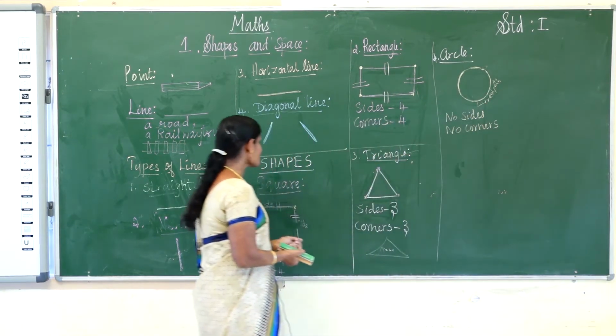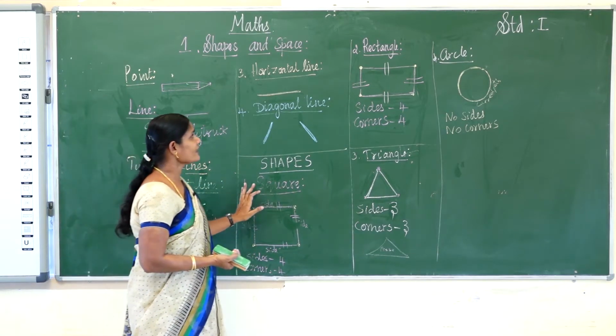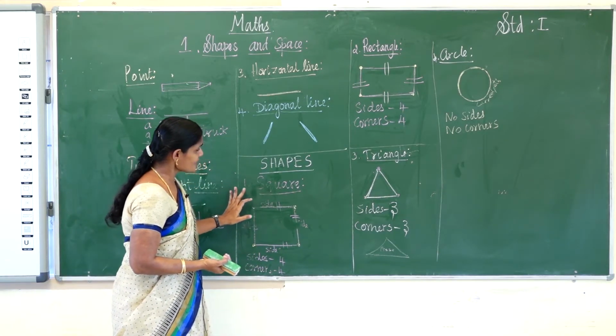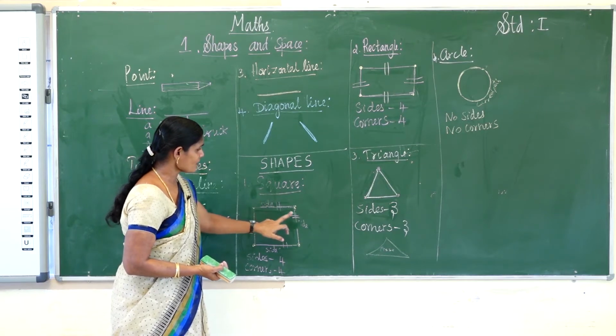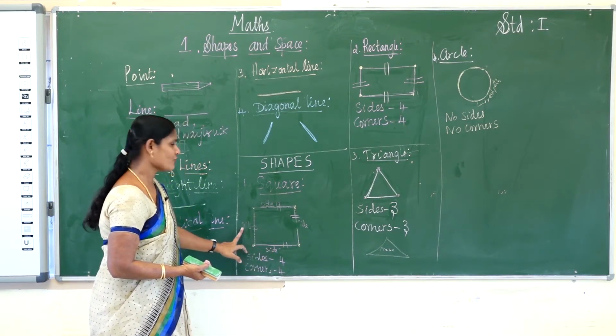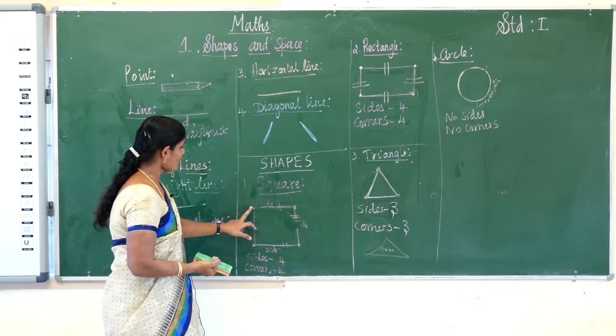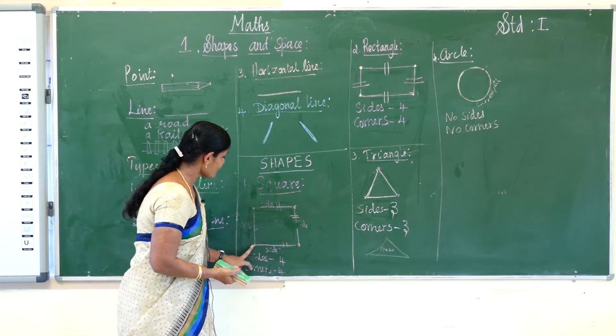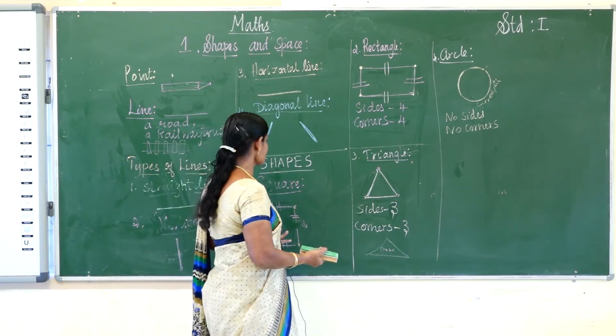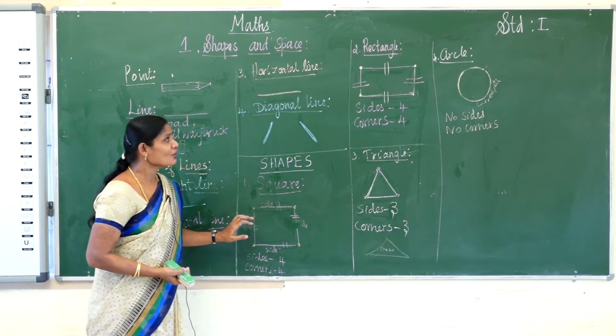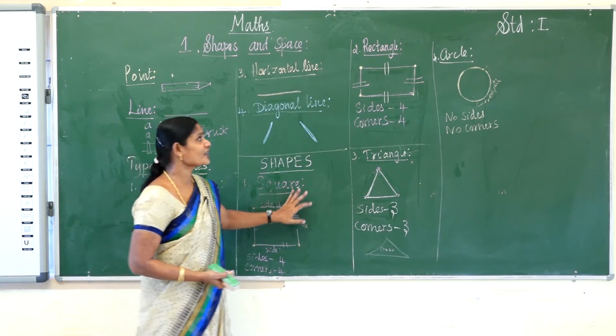So what are the shapes you have to see? Square. How many sides are there? 1, 2, 3, 4. 4 sides are there. 1, 2, 3, 4. 4 corners are there. What's an example of the square? A photo frame is an example of the square.